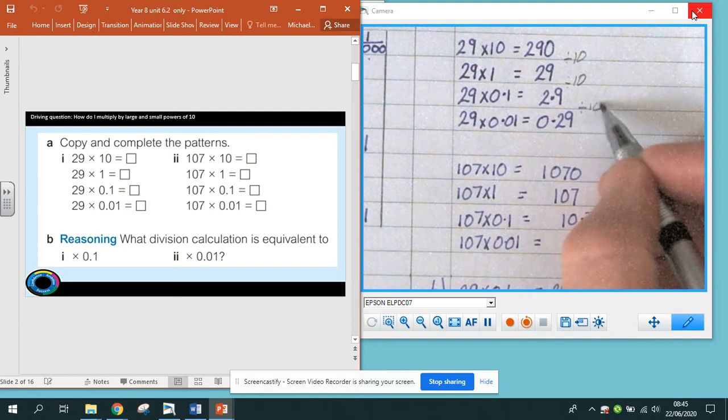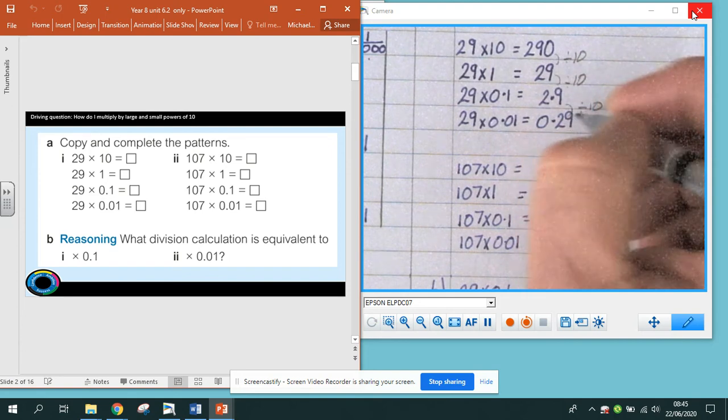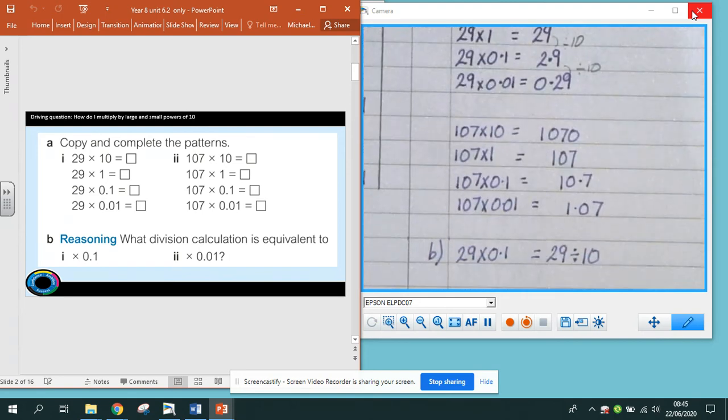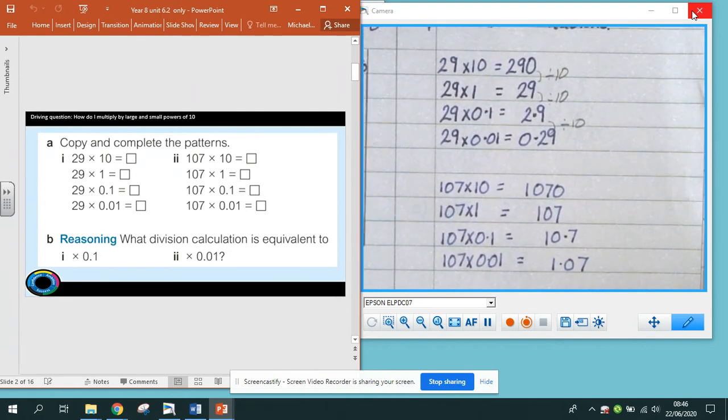I'll divide that by 10 to give me 29 times 0.01. And again, I divide this one by 10. So each time I go down, I'm effectively dividing by 10. The same pattern holds good in my next number pattern, the 107. If you look at the numbers, effectively I'm dividing by 10 each time. They're getting 10 times smaller. So we've got the same pattern again: 1070, 107, 10.7, 1.07.